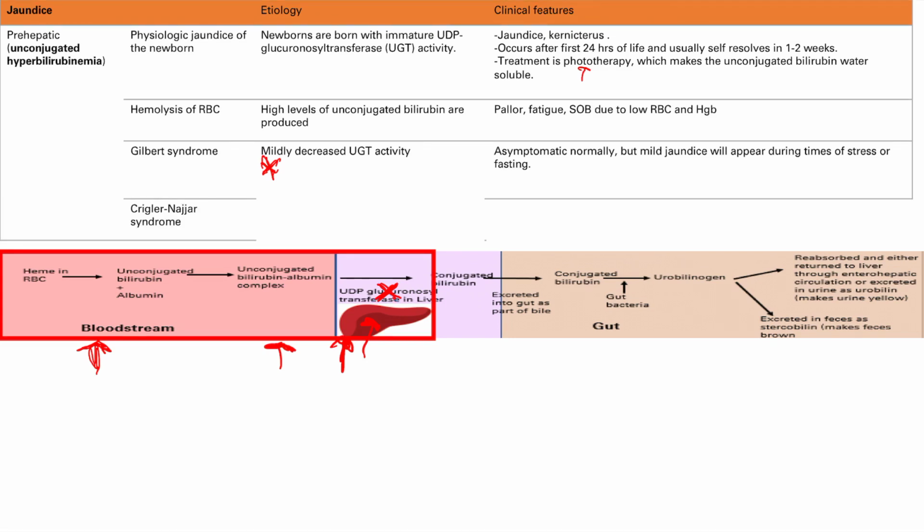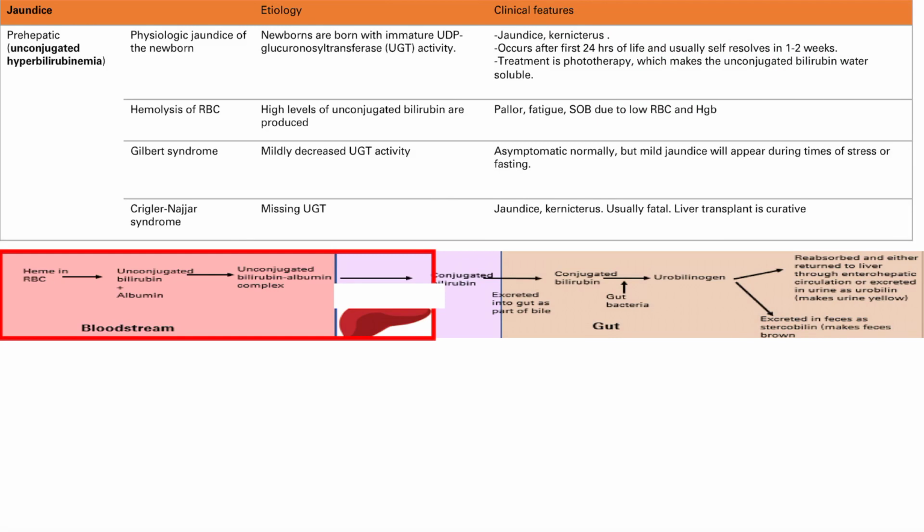The other one is Crigler-Najjar syndrome. This is a more severe inherited problem with UGT because it's completely missing. There is just no UGT activity at all. So you can tell this is much more severe. You're going to get jaundice, you're going to get kernicterus, because when they're newborn, they just have no UGT activity. And this is usually fatal. The one way you can treat this is with the liver transplant. So if you give them a new liver, that liver will have UGT activity.